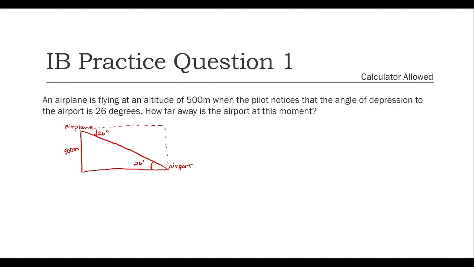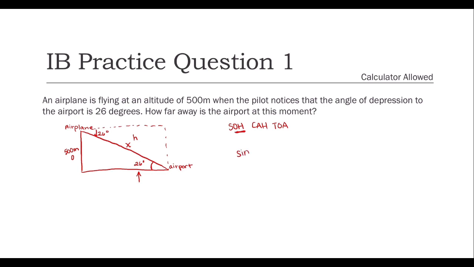And now we want to label what we're looking for. We're looking for how far away the airport is at this moment. So the airplane to the airport is what we're looking for. We'll label that x. We're given an angle and we need to find our hypotenuse. From this angle, we have our opposite side and we're looking for our hypotenuse. So when we think about our SOHCAHTOA, the function we're going to want to use is sine because we have our opposite and we're looking for hypotenuse.